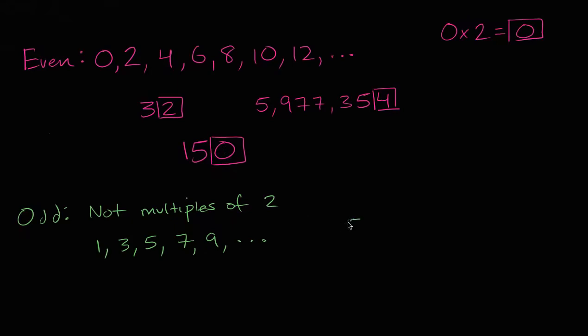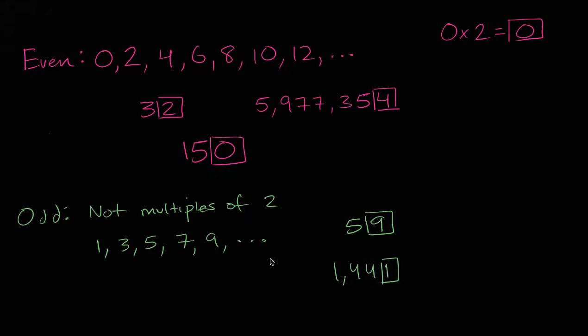The number 59, well, I have a 9 over here in the ones place. 9 is odd, so this is going to be an odd number. The number 1,441 has a 1 in the ones place. That is an odd number. So this whole thing is going to be odd.